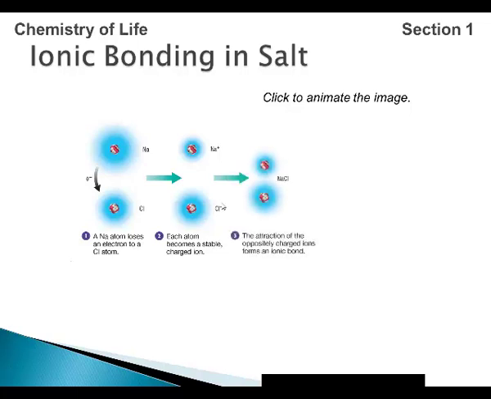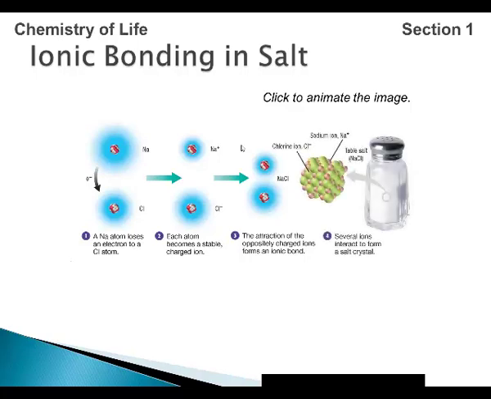The attraction of the oppositely charged ions forms an ionic bond. So we've got the positive charge of sodium, the negative charge of chlorine. Because of those two charges, the atoms want to combine together, and they form table salt. And table salt is when several ions interact together to form salt crystals.